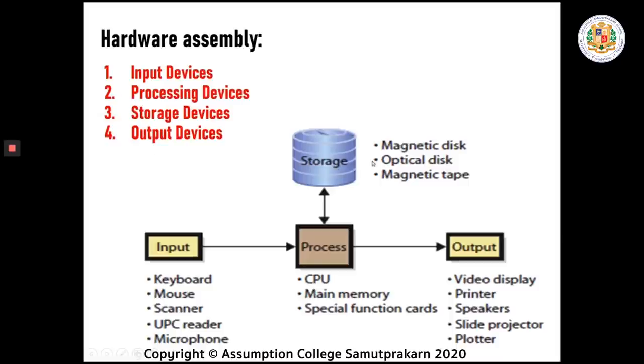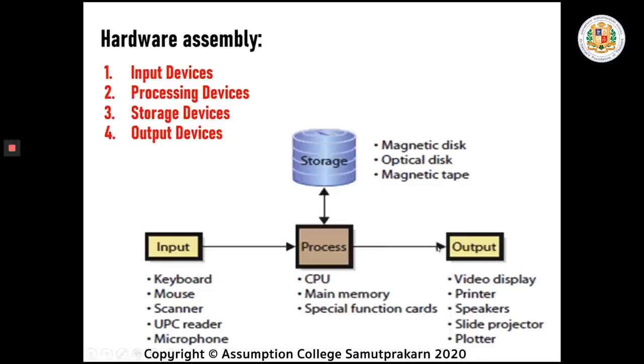So how is this hardware assembled? Look at the diagram again. Under input we have keyboard, mouse, scanner, UPC reader, microphone. I know that you know these devices. Then go to process. Again, we are using IPO. CPU process. You cannot exclude the CPU; it is always in the process. Main memory, special function cards, and then after you process, you will go to storage, because you are going to save that data and information to the storage. This storage is a device like a magnetic disk, optical disk, or magnetic tape.